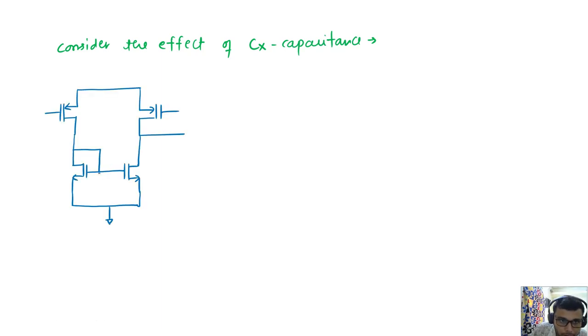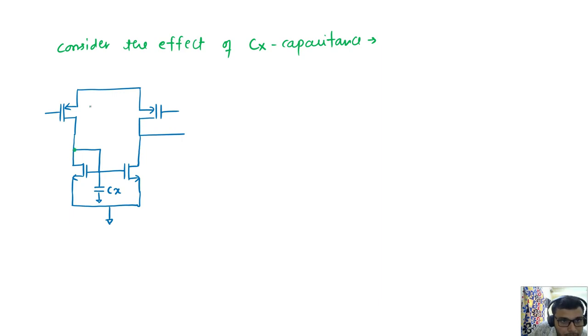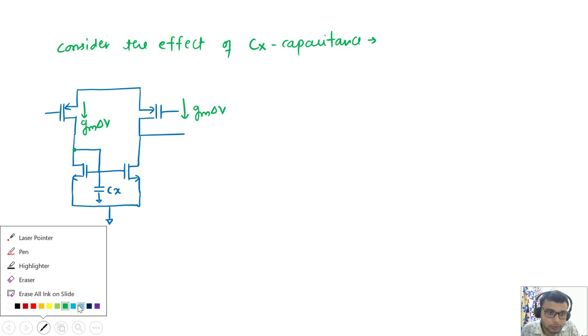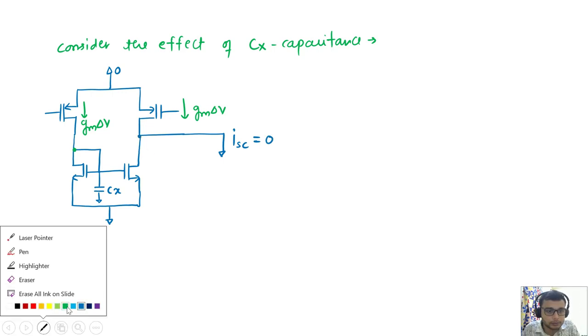So here is my Cx. Now what I was not considering in the previous diagram is that the current generated by this device is gm del B, and this device is also generating a current in this direction, gm del B. So I have to find the short circuit current. This is my zero. This is my ISC equal to zero. I have to make this my target.